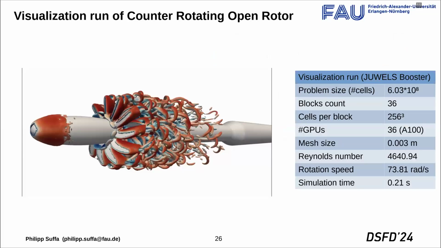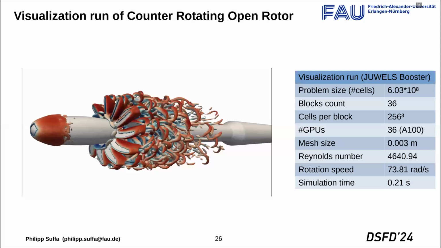There we can see some visualization, which is not working, unfortunately. But yeah, that's where we are right now. This is the counter-rotating open rotor with the Q criterion around. We simulated this on 36 A100 GPUs, of course with the cumulant method to make it stable.